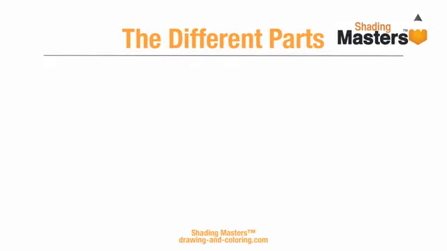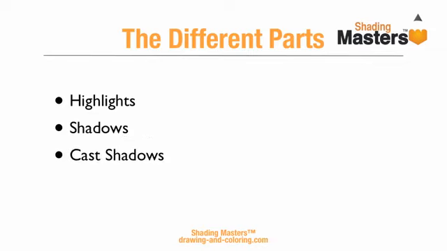Welcome back. In this video we're going to be going through the different parts that actually make up form and light. So let's go over some key components of what actually makes up light and how we can simplify it to get the most impact in your images. As you know, all form is made up of light and shadow. The shadows themselves can be broken down even further into core, cast shadows, and how they are affected by reflected light. So let's take a look at highlights first.